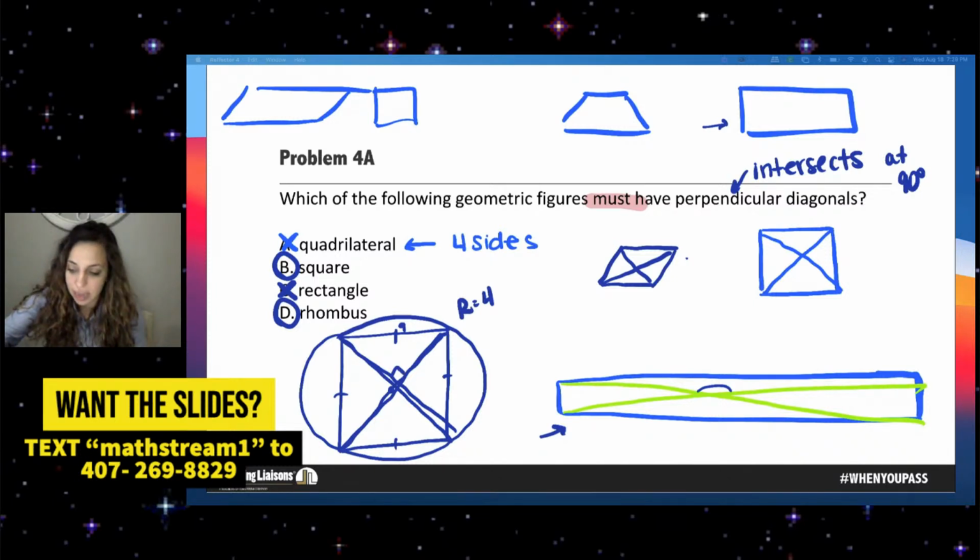Okay, so let's say they didn't give us this right here, and they said the radius is 4. So if I know that this is 4 and I know that this is 4, because those are both radii, and I needed to solve for the side of the square, I would be able to do that because I know that these are perpendicular diagonals.